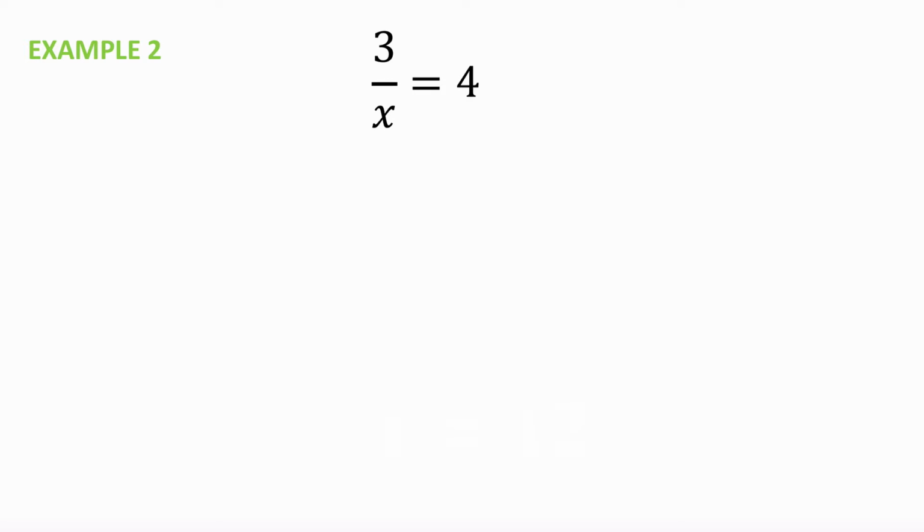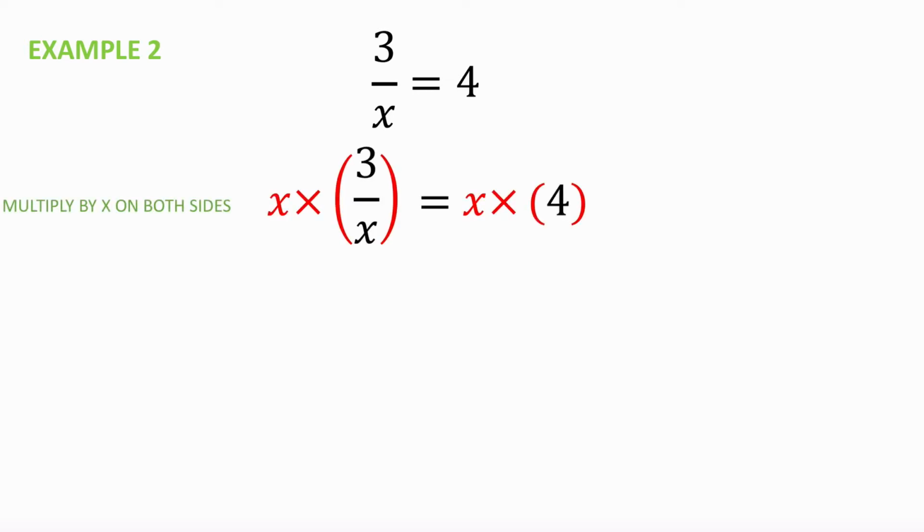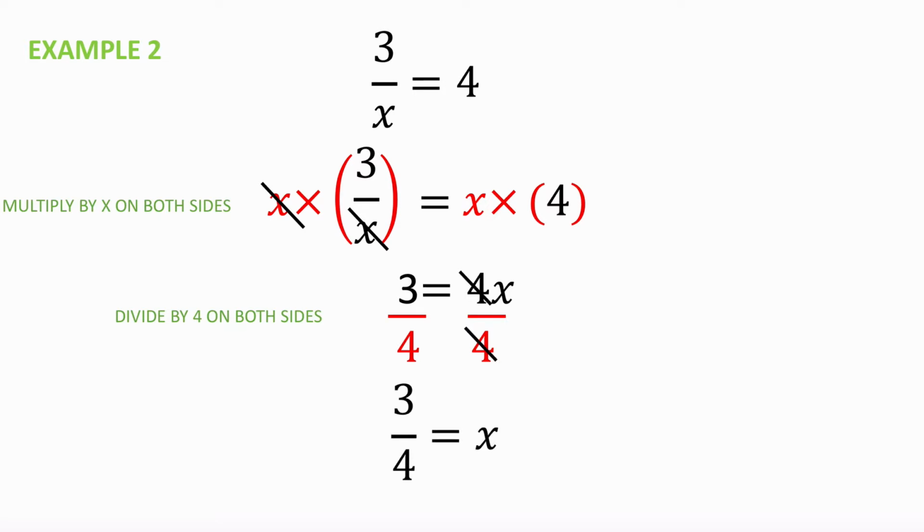Let's look at another example where the x is the denominator. We have 3 over x = 4, and so we need to remove the fraction. The LCM in this equation is x, so we multiply both sides by x, and so the x's cancel, and we have 3 = 4x. This brings us to case 2. If we need to find x, we can divide both sides by 4, and we see that the 4s cancel, so x = 3/4.